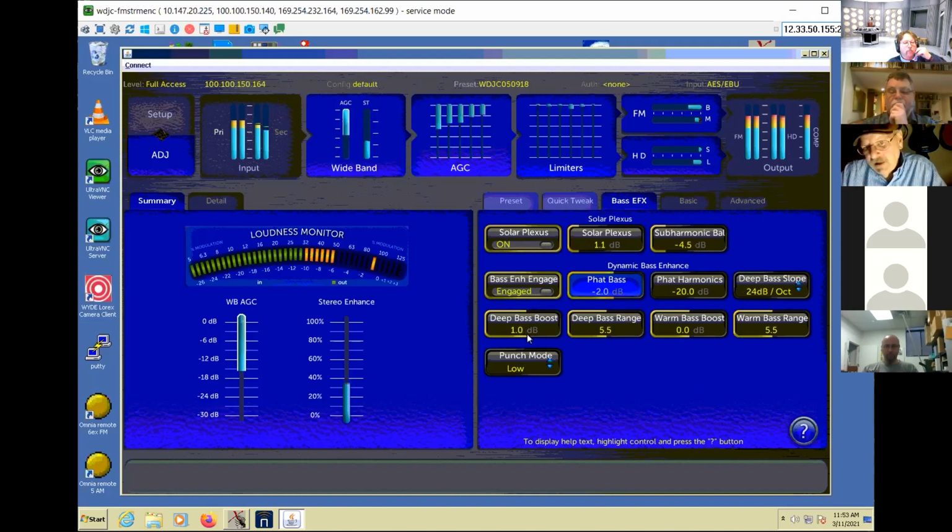That was, by the way, the default preset that I built on. That was set to like 3 dB, which sounds great on some formats. On ours, we sounded like the world's worst boomy. It was just horrible. Deep bass. Punch mode is low. We try not to punch people. Deep bass slope. On all of these, make small changes and then listen for a while.